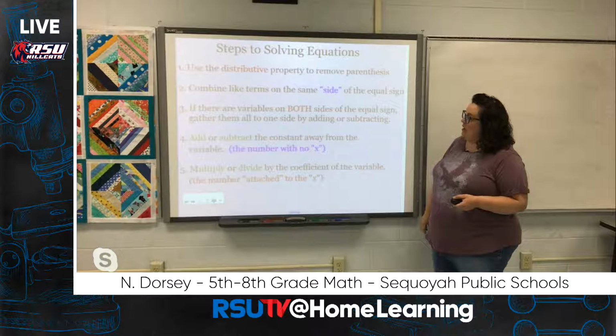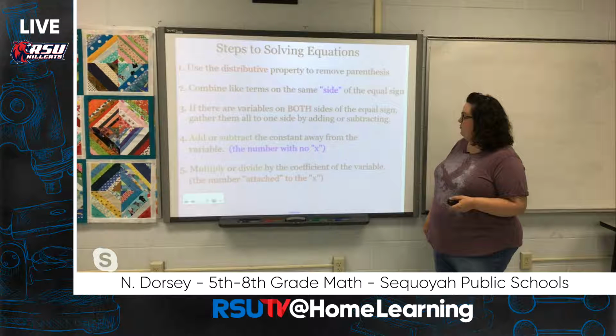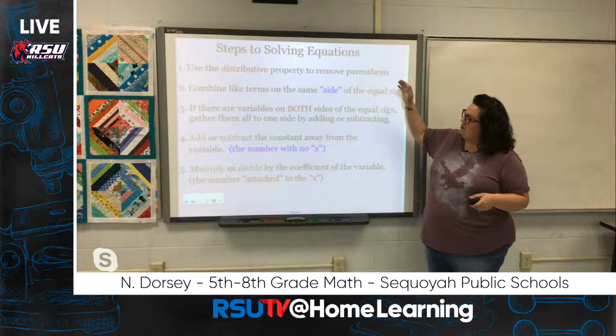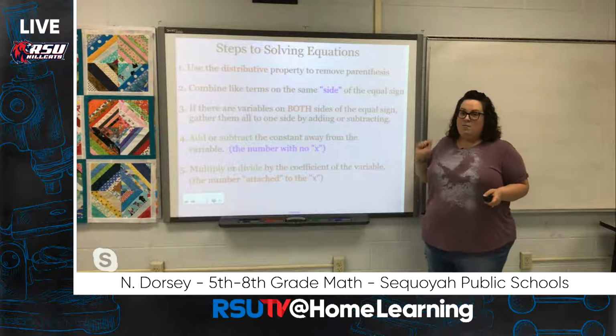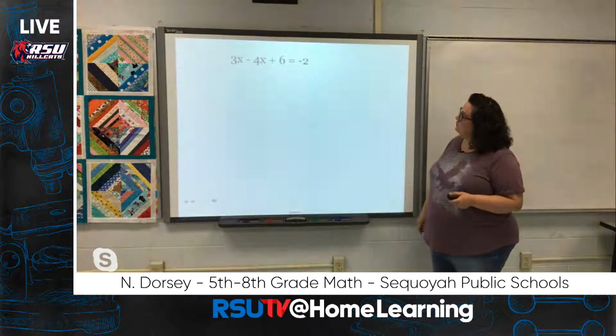Step 4 is add or subtract the constant away from the variable. Step 5 is multiply or divide by the coefficient of the variable. And that's, of course, the number attached to x. Once you get to steps 4 and 5, we're back to 1 and 2 step equations. So really, it's steps 1, 2, and 3 that are going to be new to you today. But I'm confident that if you guys work along with me, you can be successful.